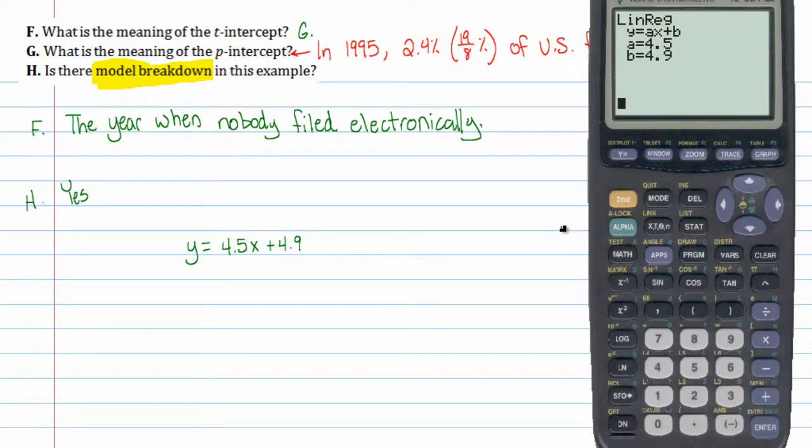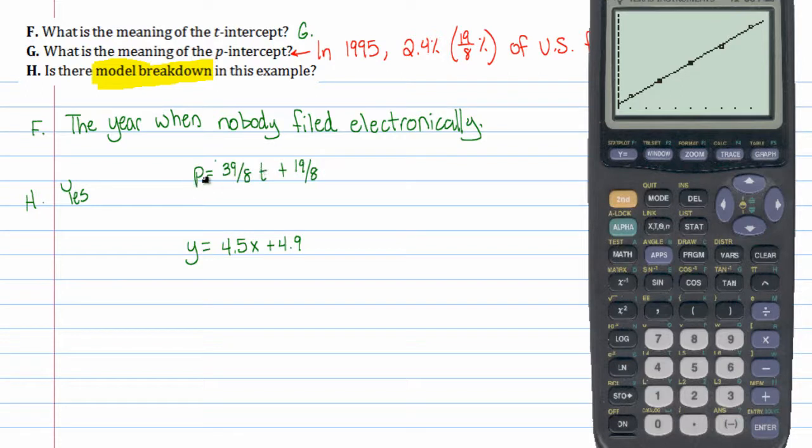So let's go ahead and graph this. I'll just hit y equals so I can get to my graphing menu here, and I'll type in 4.5x plus 4.9 and hit graph. There's the data points, and here's the line of best fit. Now remember, our line was not 4.5x plus 4.9. In fact, it was pretty far off from that.